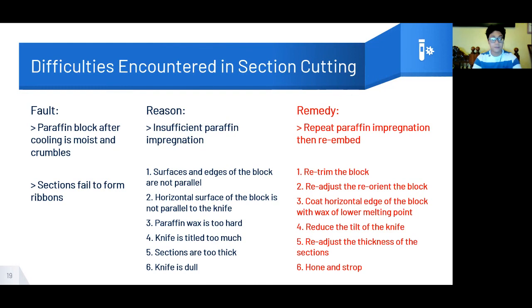Fourth, the knife is tilted too much. Remedy: reduce the tilt of the knife. Fifth, sections are too thick. Remedy: readjust the thickness of the sections. And then lastly, the knife is dull. Remedy: hone and strop.